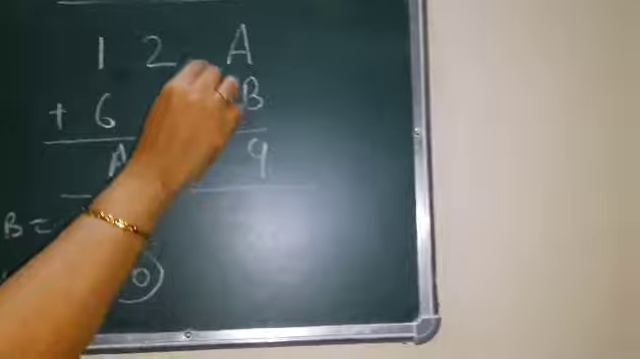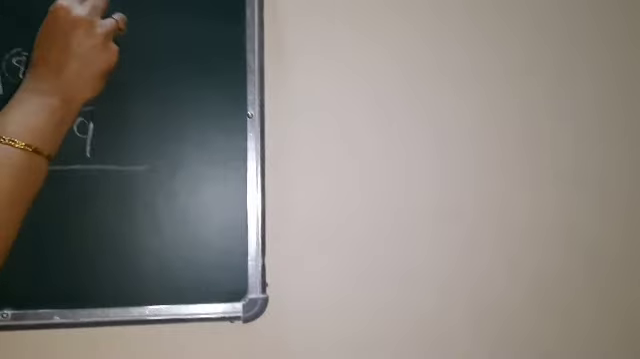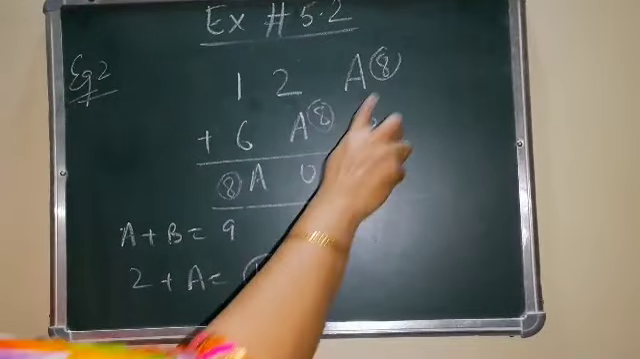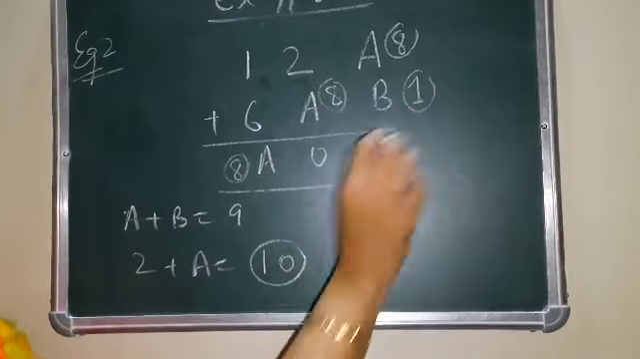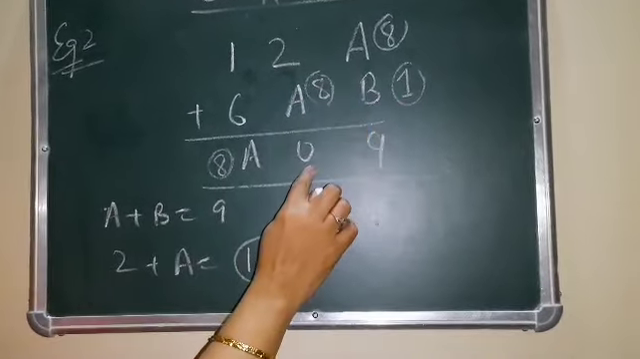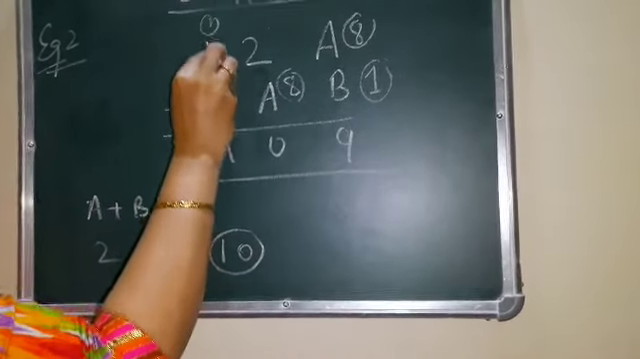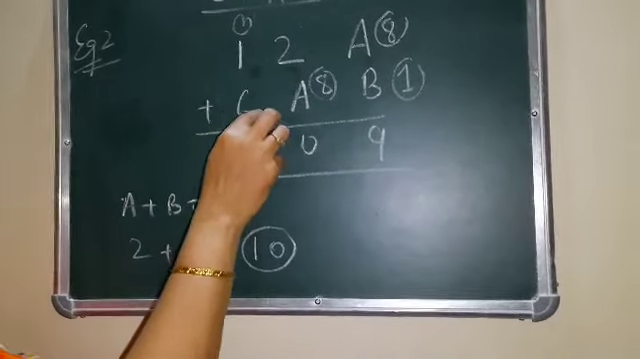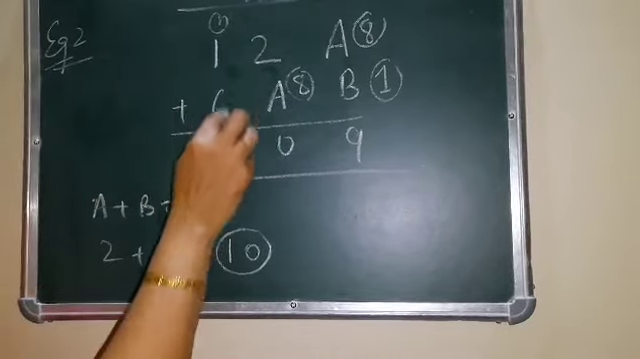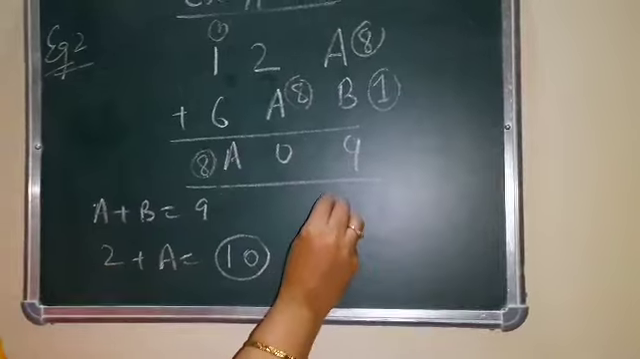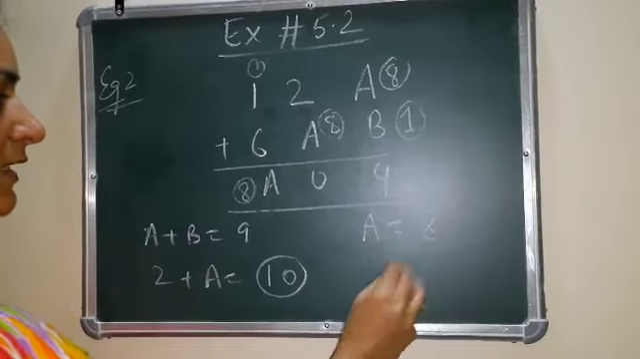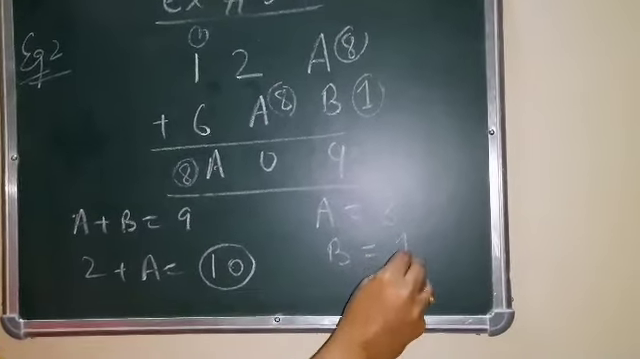Now we will check. We have found that A is 8. So if I put A here as 8 and 8 here, will I get the answer? 8 plus B is 9. So 8 plus 1 is 9. Got it. 2 plus 8 is 10, so 0 and 1 carry. 6 plus 1 is 7, and plus 1 is 8. So I am getting my answer 8 here. That means my answers are correct.